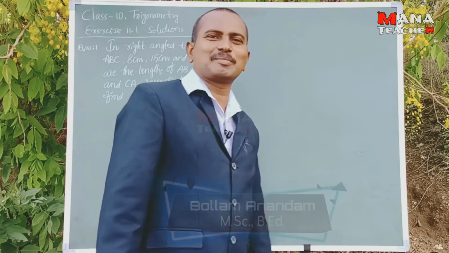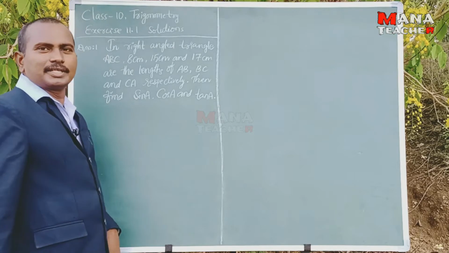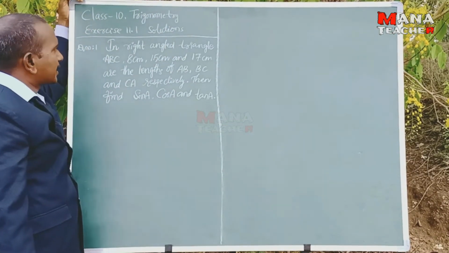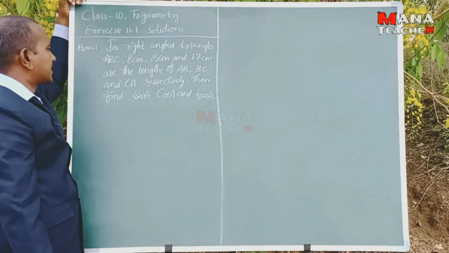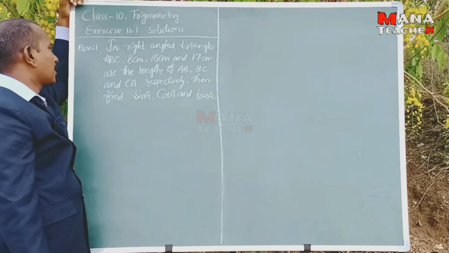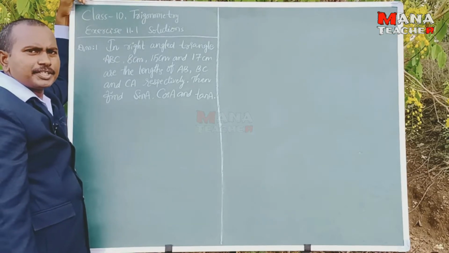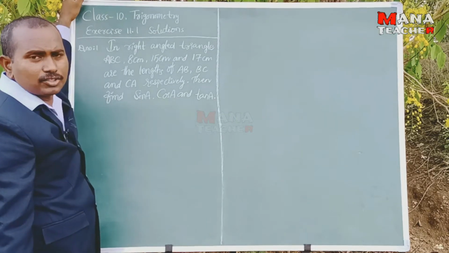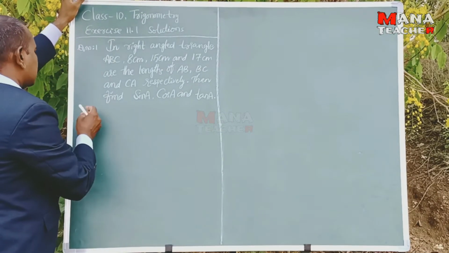Today we are discussing trigonometry 11.1 solutions. So this first problem: in right angle triangle ABC, 8 centimeter, 15 centimeter and 17 centimeter are the lengths of AB, BC and CA respectively. Then find sin A, cos A and tan A. Solution.